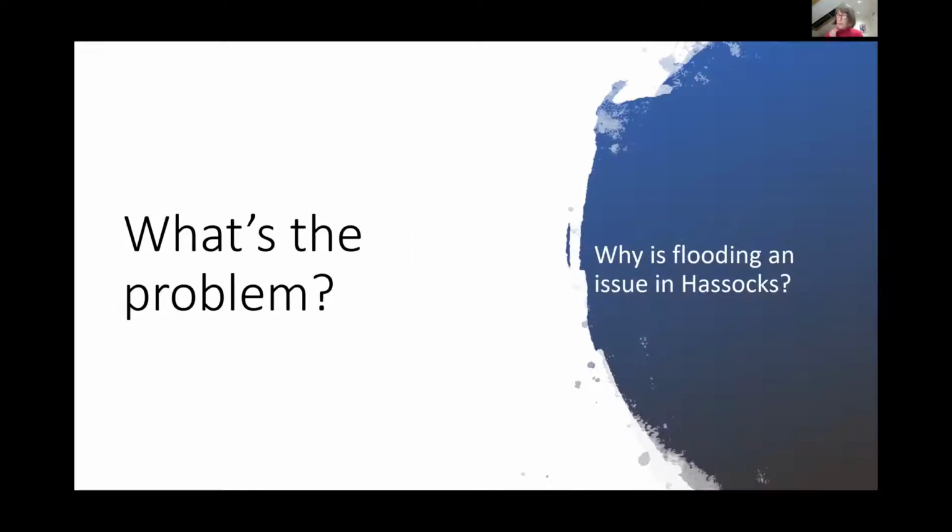So what's the problem and why is flooding an issue in Hassocks? There are 3 things that come together to create the problem. One is the streams that flow out of the downs and through the village. The second is the surface water that runs off roofs, driveways, car parks, roads, all the hard surfaces. And the third is the effect of climate change and global heating on rainfall. So let's start with the streams.